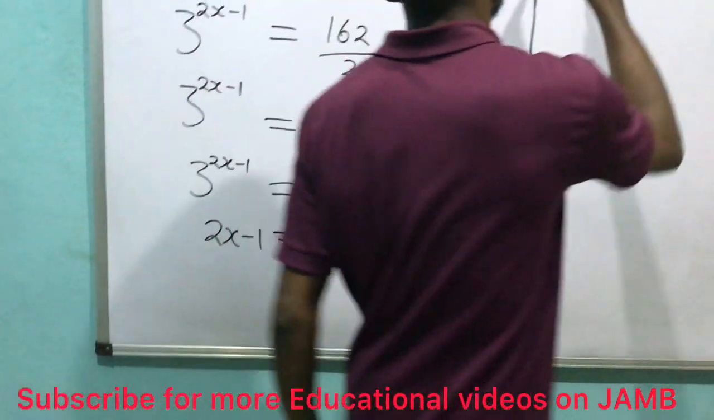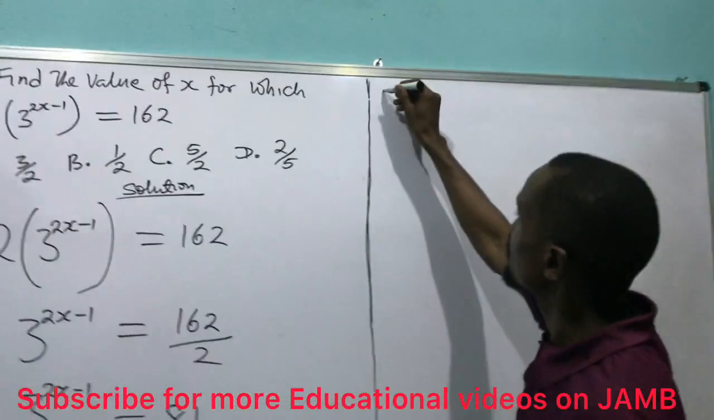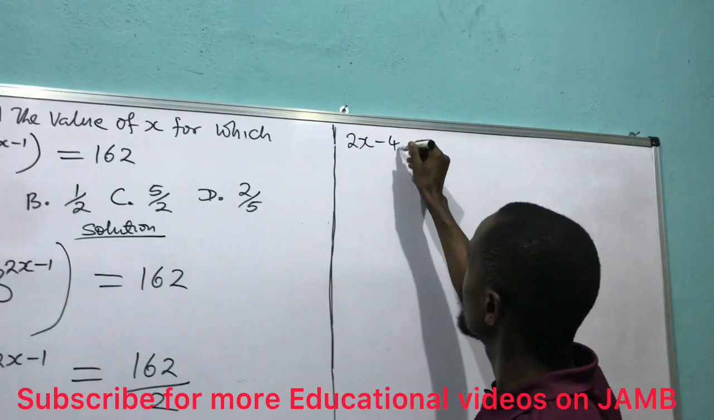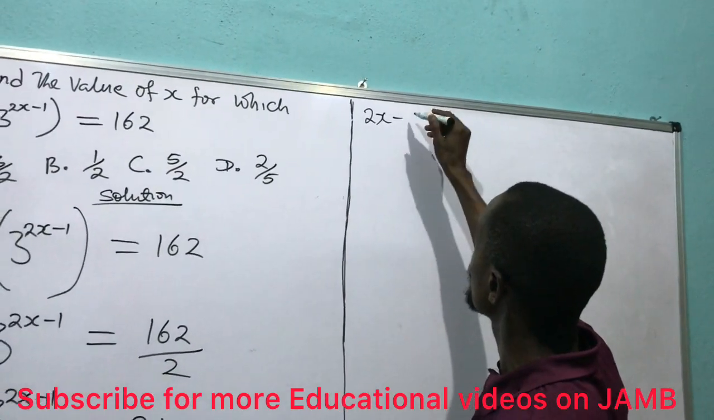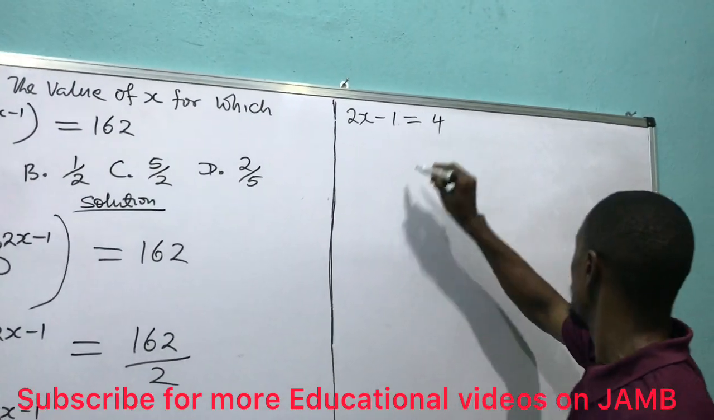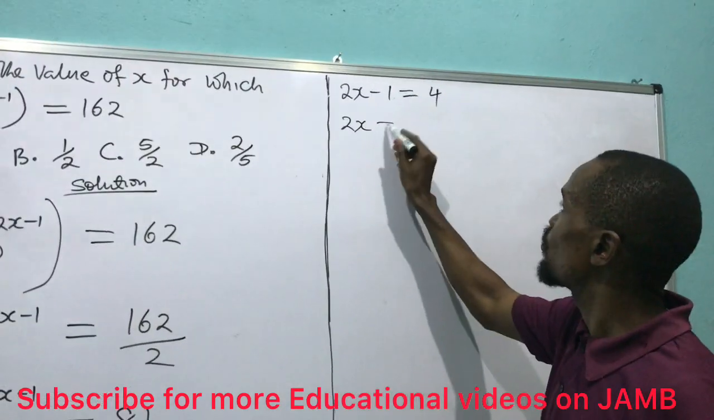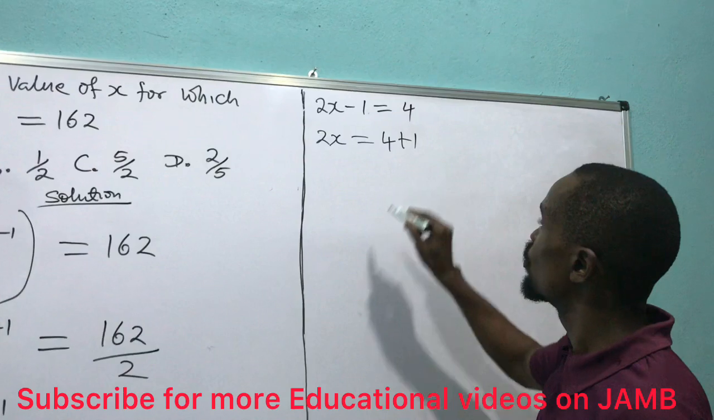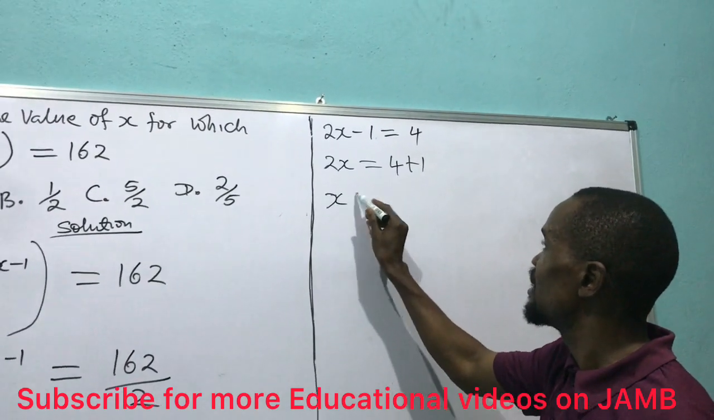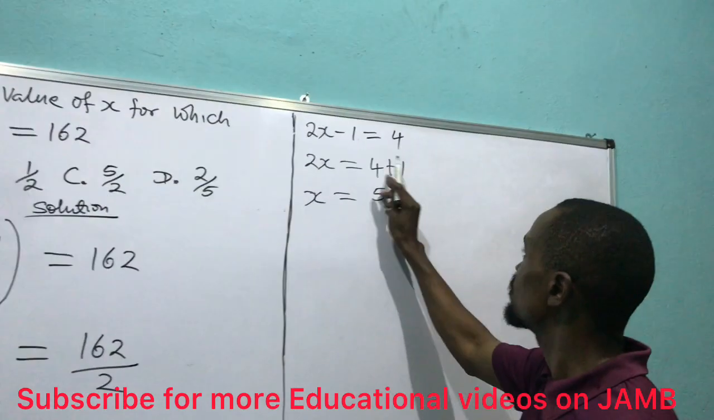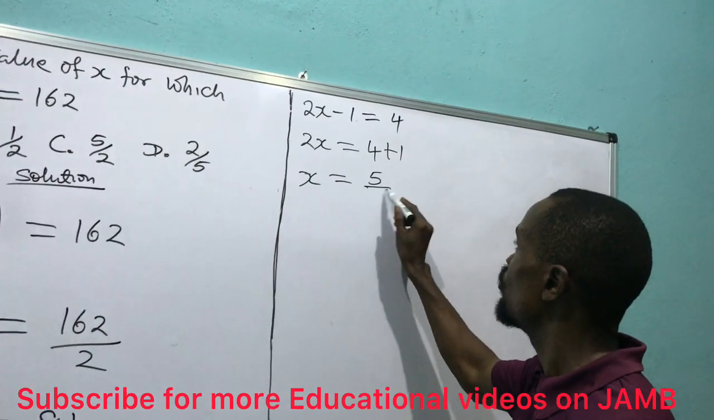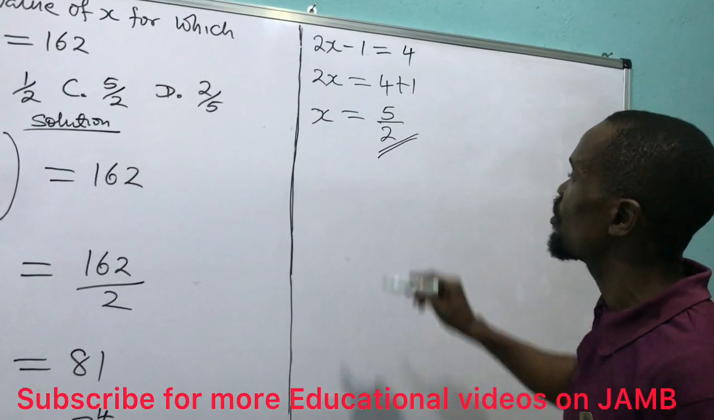Can we come over here to complete it? I can now say that 2x minus 4 is minus 1 is equal to what? Equal to 4, according to what we did. I can now say that 2x is equal to 4 plus 1. I can now say that x is equal to 5, which is 4 plus 1 will give me 5, all over 2, and that's my correct answer.